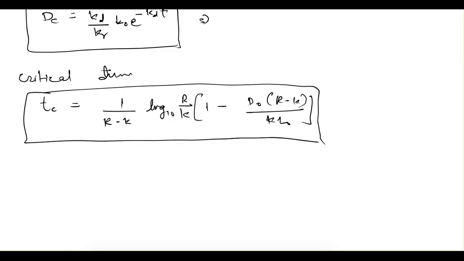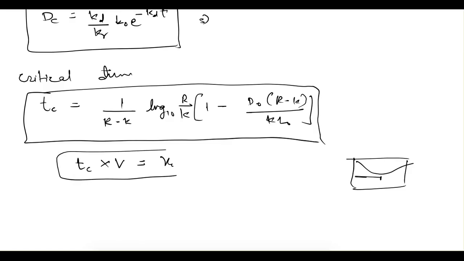And if we are interested in finding out the distance at which this critical time is achieved, I mean where the deficit is maximum, then for that we can find out the critical deficit, and if we know the velocity of the stream, that gives your xc, that is the critical distance.